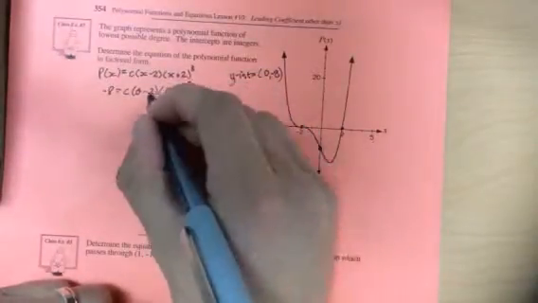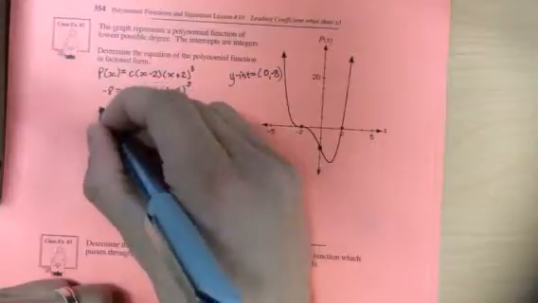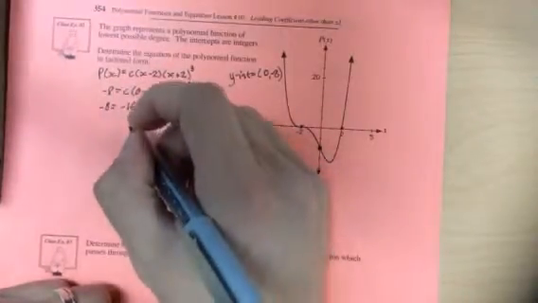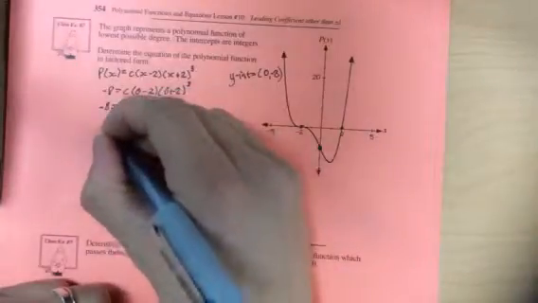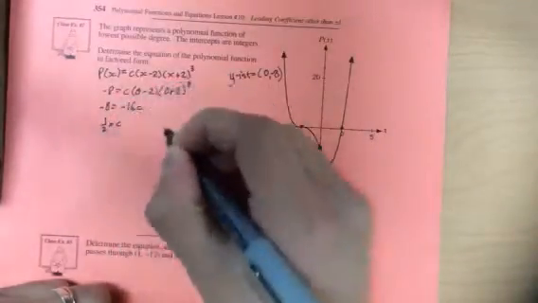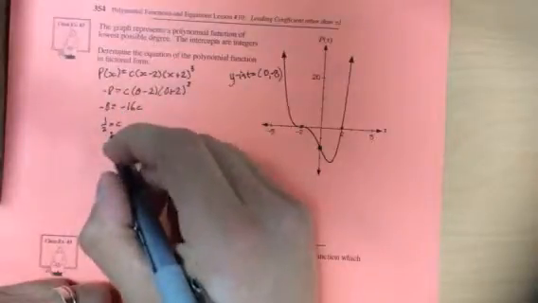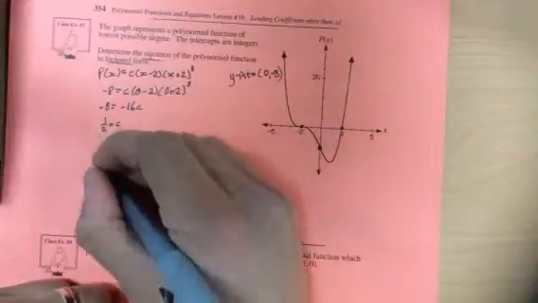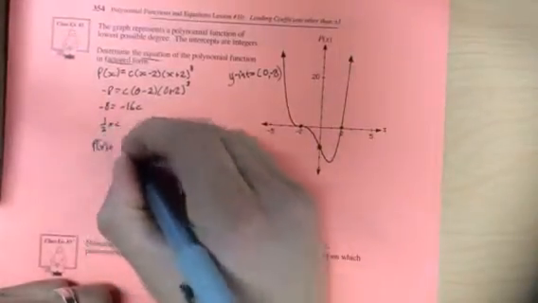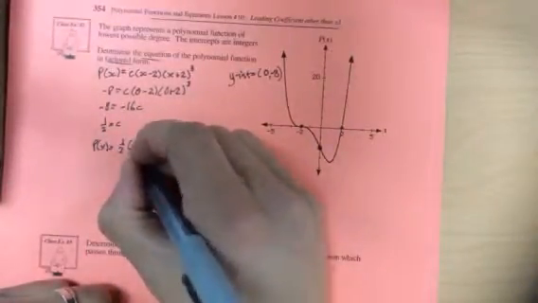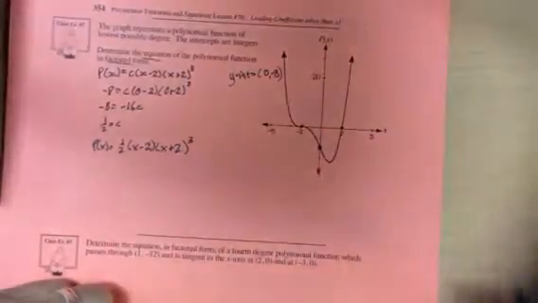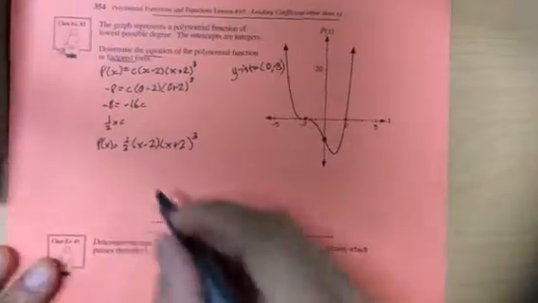So I get 8 times 2 times negative 2, and that'll be negative 8 is equal to negative 16c. If I divide both sides by negative 16, I'm left with 1/2 is equal to c. And all I want to do is determine the equation in factored form. So this is going to become p of x is equal to 1/2 (x minus 2)(x plus 2) cubed. And that would be my final answer.